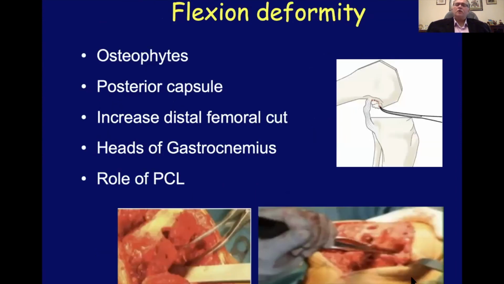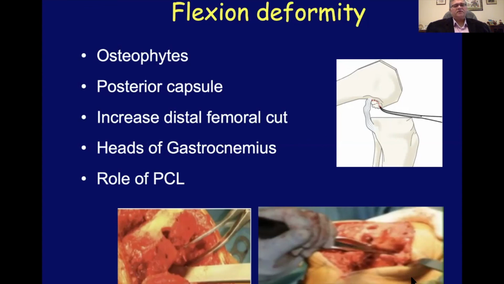Flexion deformity is probably seen fairly commonly. The commonest offending structures are the osteophytes and the posterior capsule. One should not resort to an increased distal femoral cut unless and until every bit has been actually addressed, and one has made sure that it just cannot be corrected without a distal femoral cut. You need to look back and see whether your cut was inadequate in the first place itself.